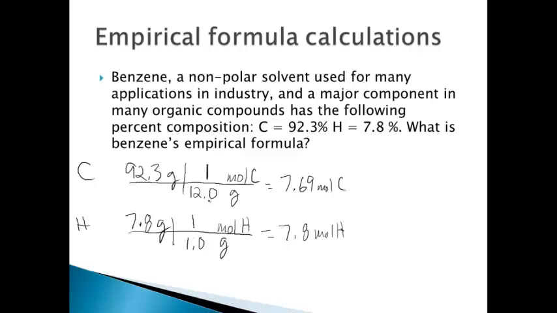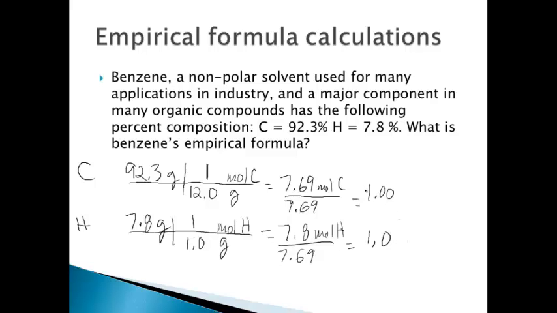Just to go back: step 1, we took our percents and put them into grams. Step 2, convert your grams to moles. Here's step 3. We have 2 numbers here. If we had more elements, you could have 3 or 4 numbers, but we have 2. What we're going to do is find the lowest number, which is 7.69, and divide everything by that lowest number. I'm going to divide this by 7.69, and this by 7.69. When I do the carbon one, it comes out to be 1.00. When I do 7.8 divided by 7.69, it comes out to be 1.0.